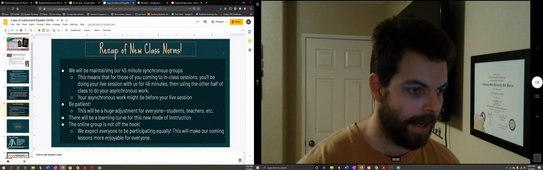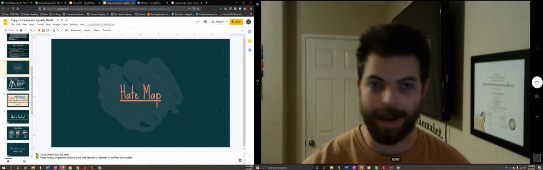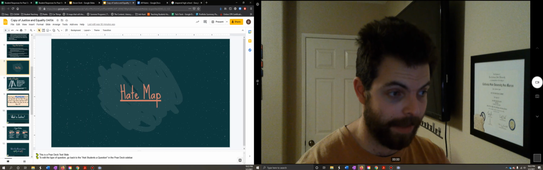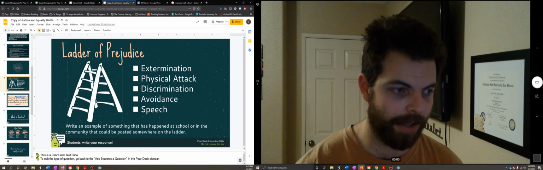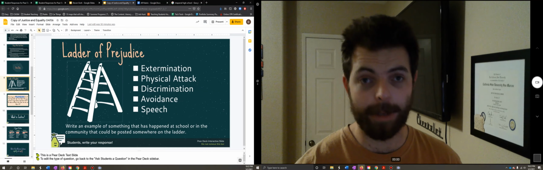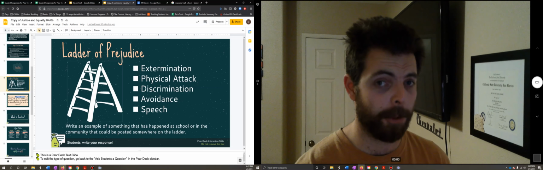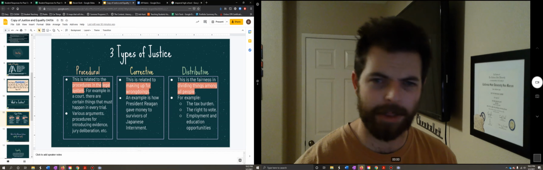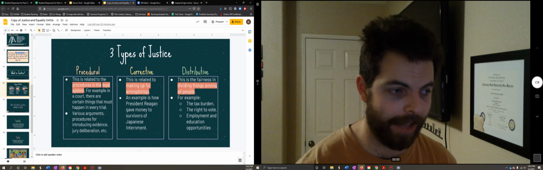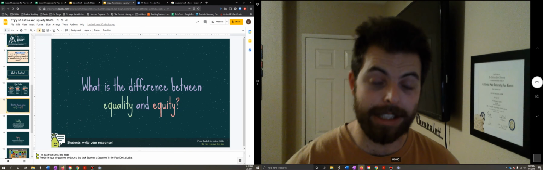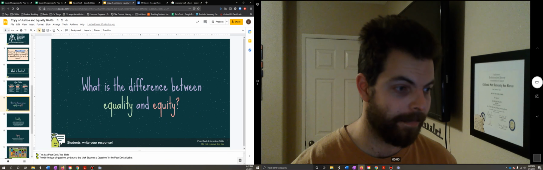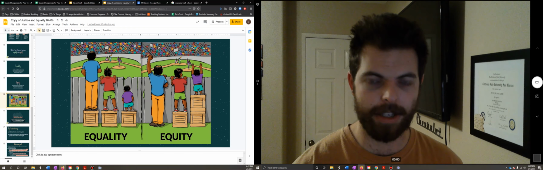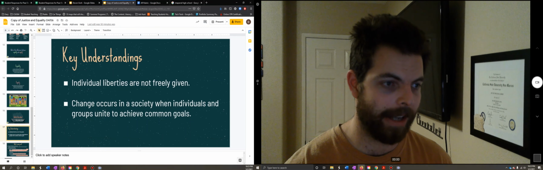So we started with a hate map that we've done before, and I'll spare you the nitty-gritty of this, but this lesson basically goes over, this is a big one, the ladder of prejudice. We came back to this multiple times during the semester, but we talk about what justice is, the 3 types of justice that we'd be looking at this unit. We'd look at the difference between equity and equality, and we dive into more accurate and detailed definitions there, and a little bit of other things.